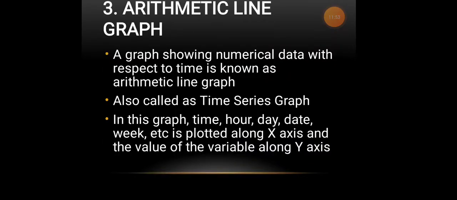The last topic under this particular chapter is arithmetic line graph. So what is it? A graph showing numerical data with respect to time is known as arithmetic line graph. Time, in the sense of hour, date, week, everything will be taken into consideration and plotted along the x-axis and the value of the variable along the y-axis. Because it is a time based graph, it is also known as the time series graph.